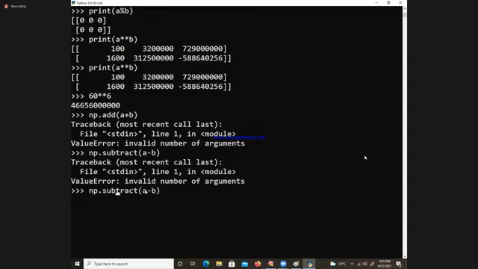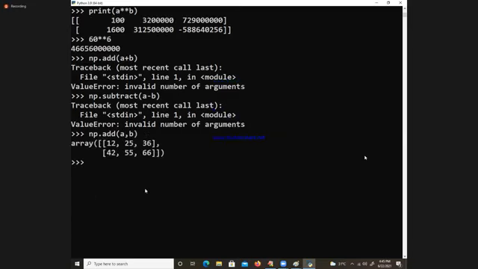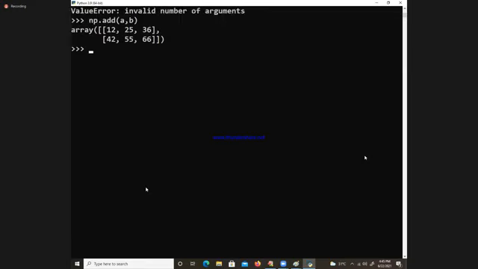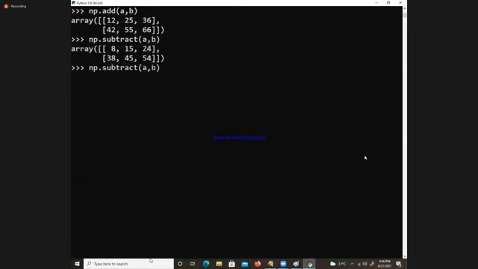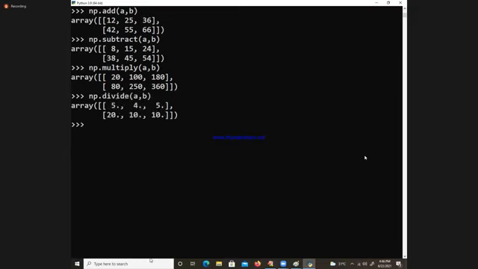Next, you multiply. Okay, one minute. Comma is supposed to be given. np.add, that was a syntax mistake. np.subtract a comma b. Next is called multiply, I will go for multiply. Next, it is going to be divide. So even here they did not give anything extra, and the divide result is coming.